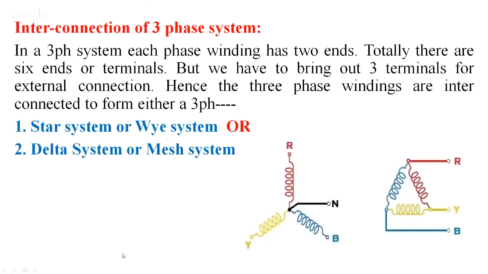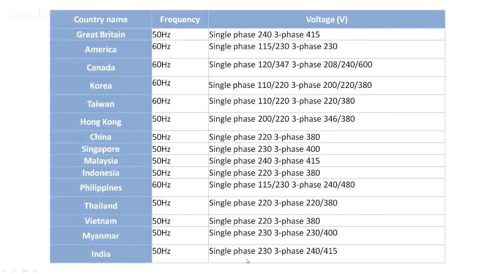And in India, the standard voltage adopted for single-phase is 230 volts, and for three-phase it is 240 by 415 volts at 50 Hertz frequency. 240 volts is the voltage between the phase and the neutral, whereas 415 volts is the voltage between two lines or two phases.